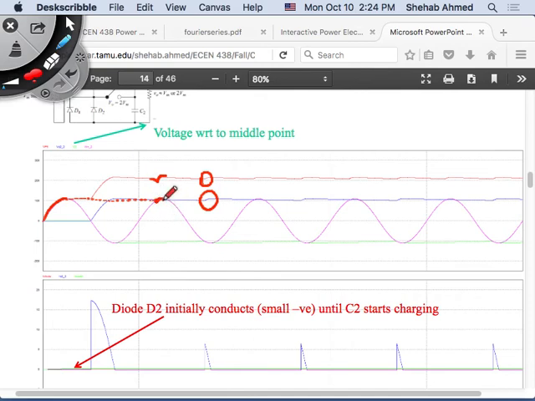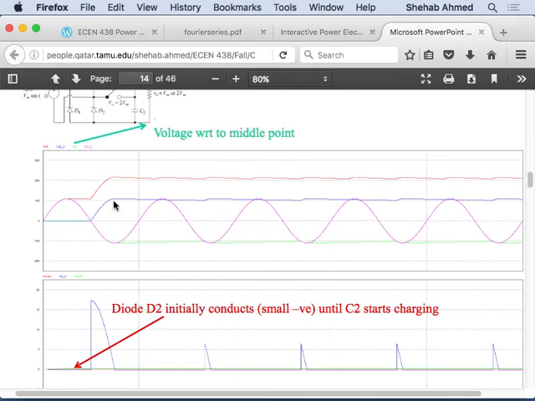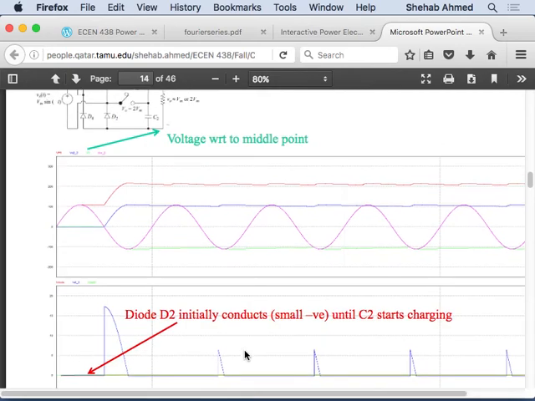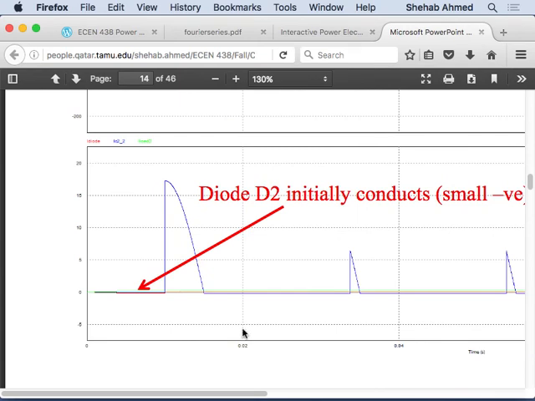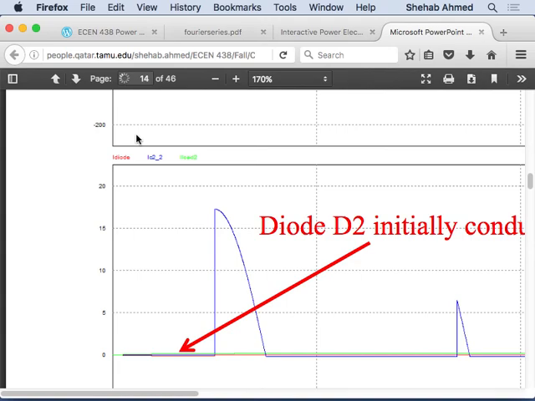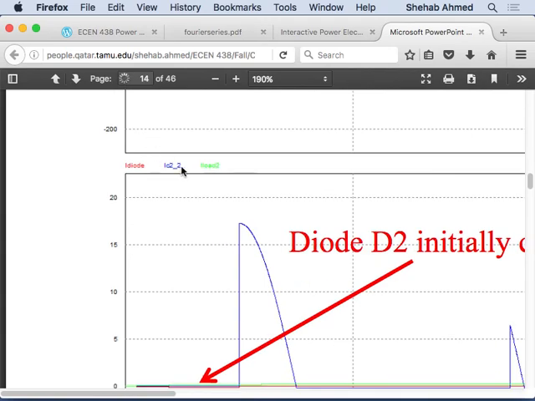And then correspondingly, anytime you're charging, what's going to happen to the current for C2? C2 is being charged through which diode? D4? I don't remember which diode this one is. I'm trying to see what the blue current waveform is. The blue is for diode 2, I think. No, diode 2 is the red. This is IC2, the capacitor 2 current.